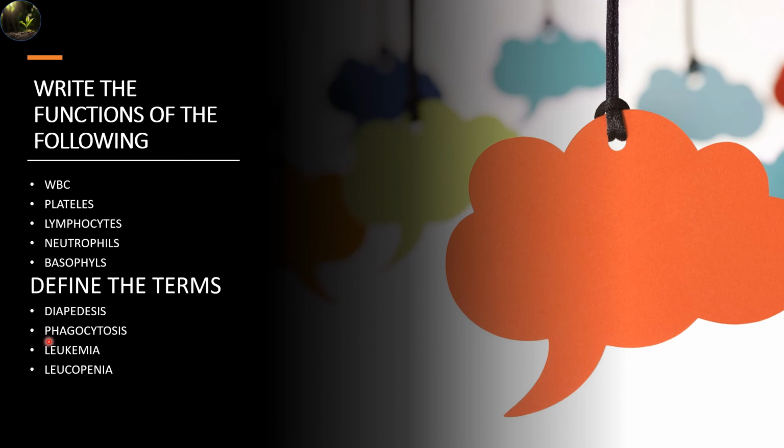Then the next one, phagocytosis. Phagocytosis means WBC engulfing the bacteria or substances. That process we call phagocytosis. Engulfing, that term you have to use. Who will engulf? WBCs. That also you have to mention. Then leukemia, abnormal increase in WBC. What is leukopenia? Abnormal decrease in WBC.